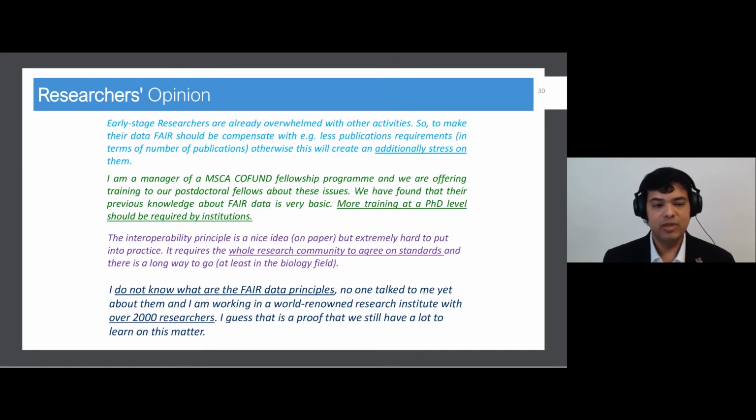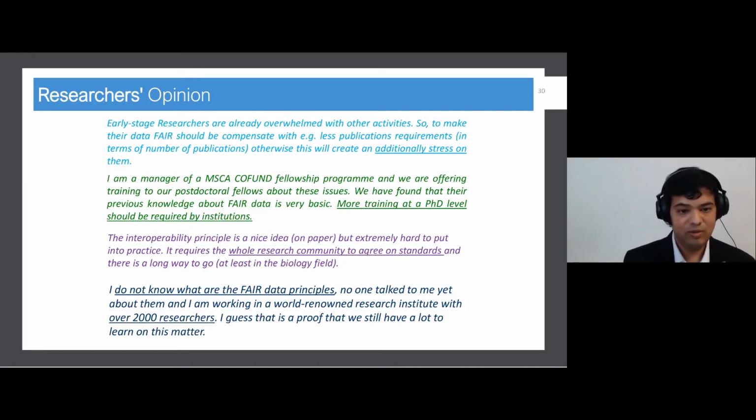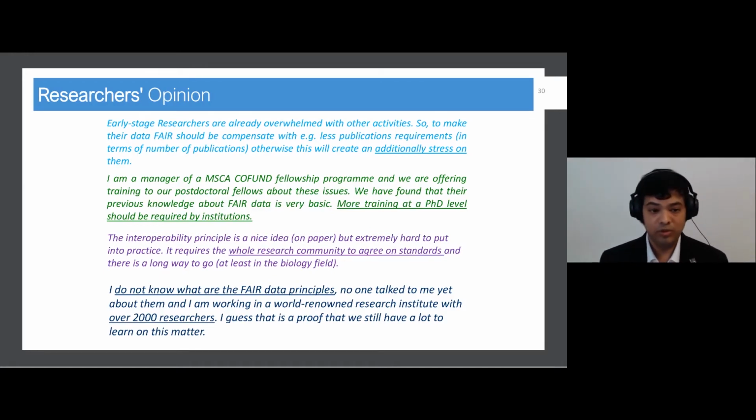Just to give you a glimpse of what researchers said, here are some direct quotes. The first quote says that if we want researchers to practice this, there should be a more flexible or adjustable guideline. Otherwise, this will create additional stress on researchers. I think you are aware that there are a lot of initiatives right now dealing with the mental health of researchers. So the researcher does not want FAIR data to cause another extra hassle for them.